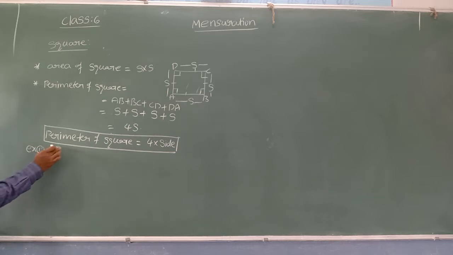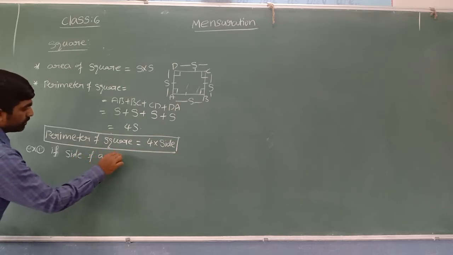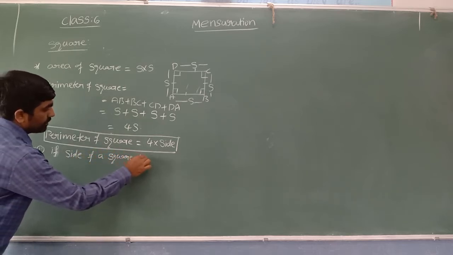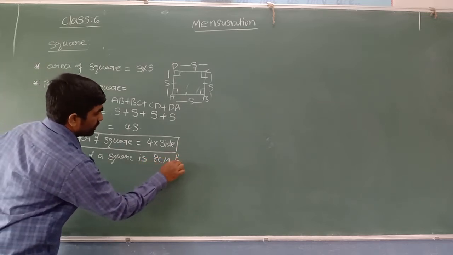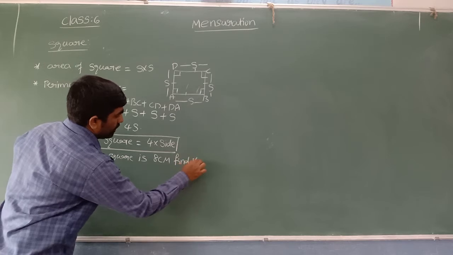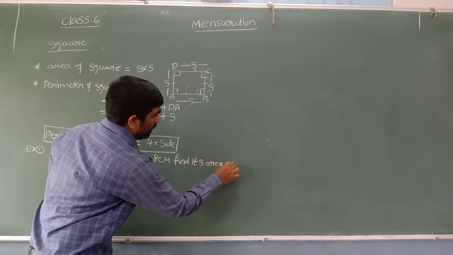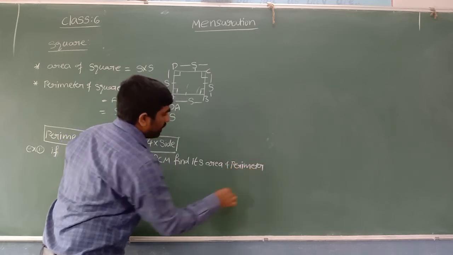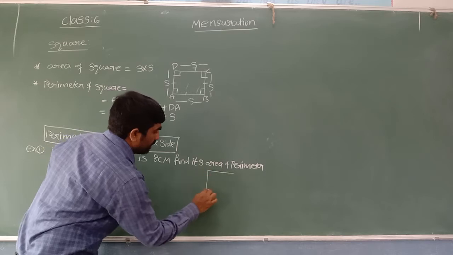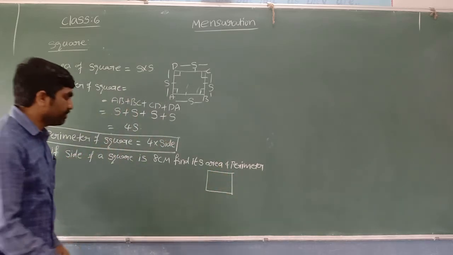If the side of a square is 8 centimeter, then they are asking to find its area and perimeter. So let me draw the square, beta. The question is about a square whose side length is 8 centimeter.